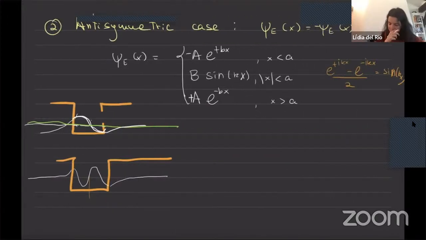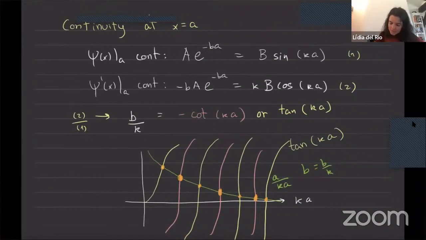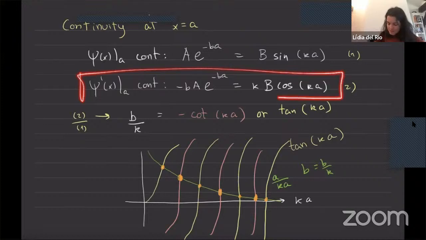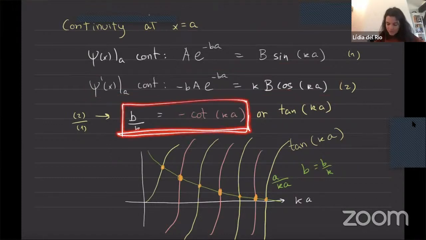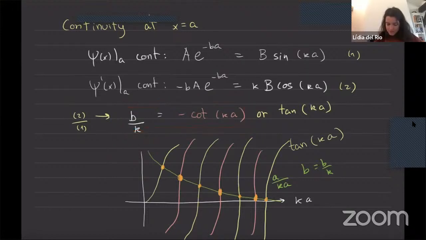So we do exactly the same thing. The function must be continuous, and the first derivative must also be continuous. Derivative of sine is cosine. So then what we get is this solution here. When we derive the two, we do exactly the same, and we get this condition: B over K equals minus the cotangent, which is 1 over the tangent of Ka.